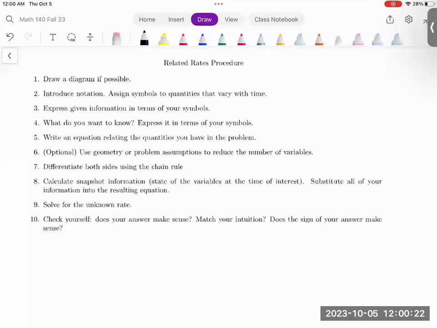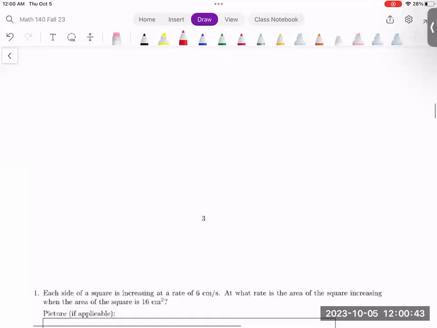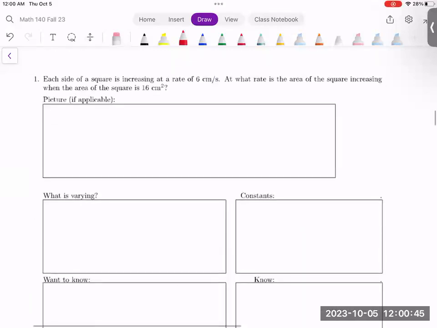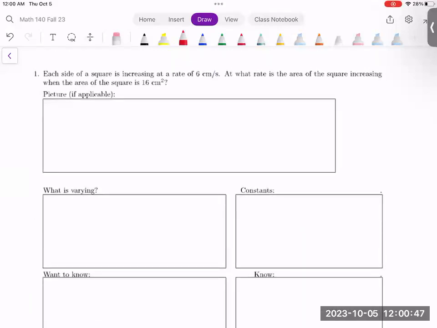Finally, you should think about whether or not your answer makes sense and does it match your intuition. In particular, thinking about whether the sign of your answer makes sense is an easy way to check to make sure that things are in good shape. So let's take a look at another example. We're going to try out this procedure. So take a moment and read this over.